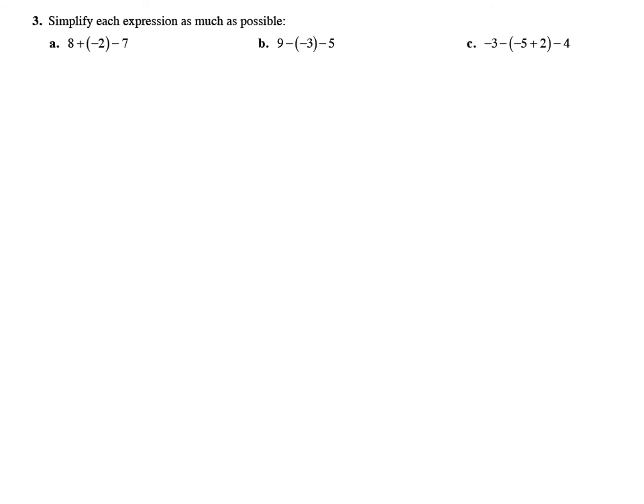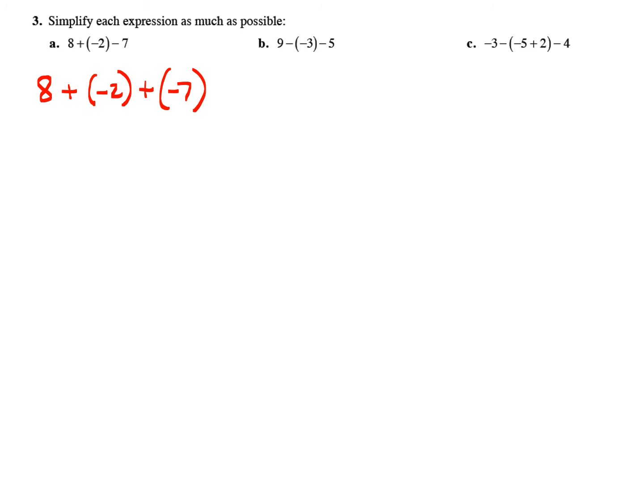All right, so let's go for it here. First things first, for letter A, what I'm going to do is change this little minus sign to a plus sign for operation change. So 8 stays the same, -2 stays the same. But subtract 7 changes into a plus -7. Are we good there for the change?